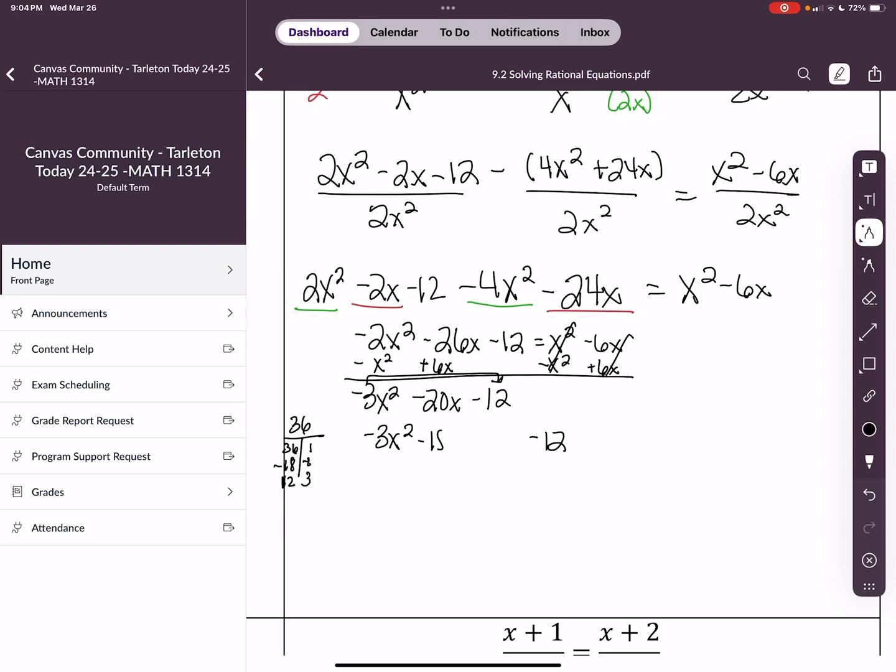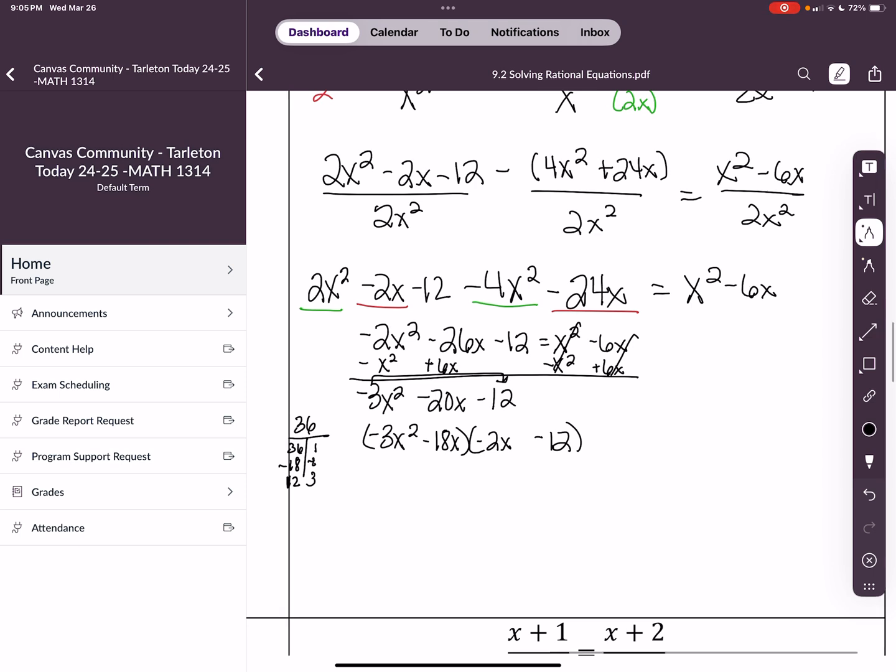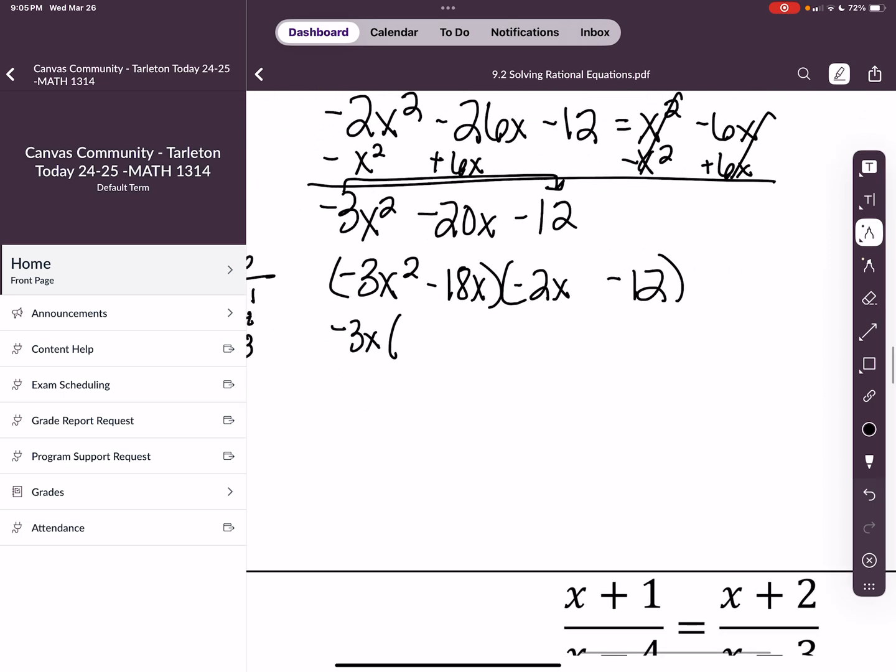Okay, so I'm going to use negative 18x and then negative 2x. And then do factor by grouping. So in common between negative 3x squared and negative 18x is the negative 3x. So negative 3x squared divided by negative 3x gives me x. And negative 18x divided by negative 3x gives me a positive 6.